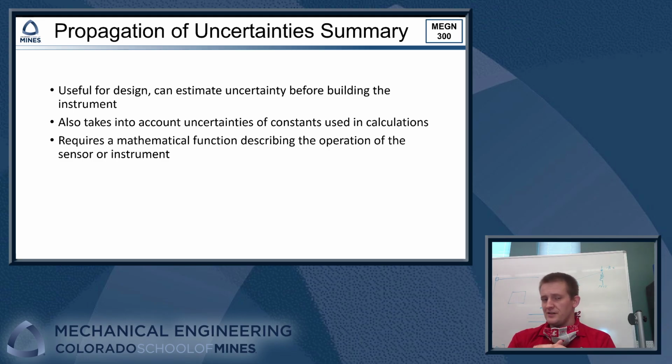Right. The downside of it is you do have to have a mathematical function describing how your sensor or instrument works or how your measurement works, which may not always be feasible to derive. And sometimes you just have to estimate your uncertainties experimentally. That's the best that you can do. All right.